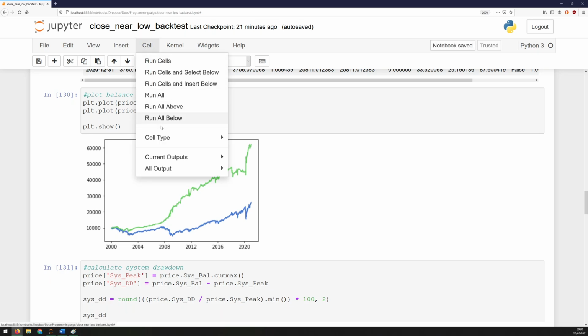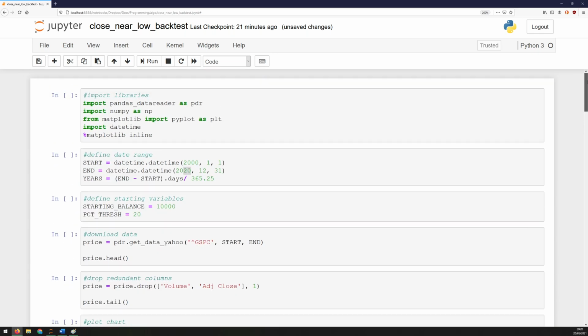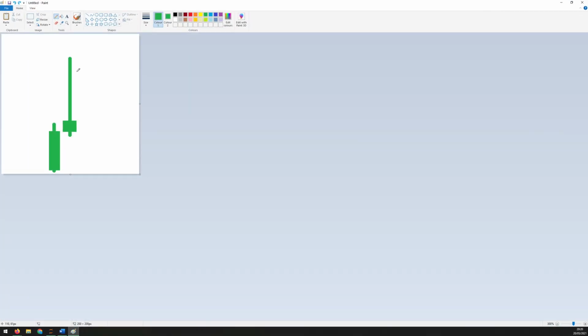So I'm going to clear all of these cells, and then I will go through them and explain how the backtest is set up and what the rules of the system are. So first of all, I'll bring up this very crudely drawn diagram. Essentially, what it's meant to show is two days worth of price data.